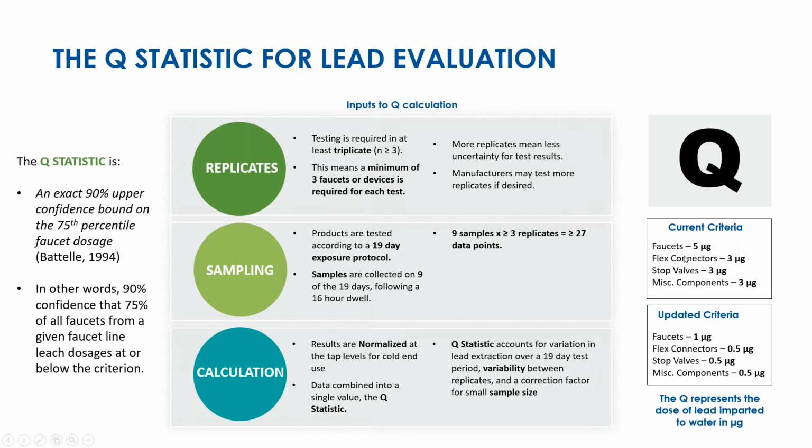are allowed to extract a Q criterion of up to 5 micrograms for faucets and 3 micrograms for flex connectors, stop valves, or other miscellaneous components in that last liter of the drinking water system. The standard has recently been updated to reduce this criteria. So faucets will be held to a 1 microgram mass or dose of lead, and flex connectors, stop valves, and components will be held to a 0.5 microgram Q statistic for lead.